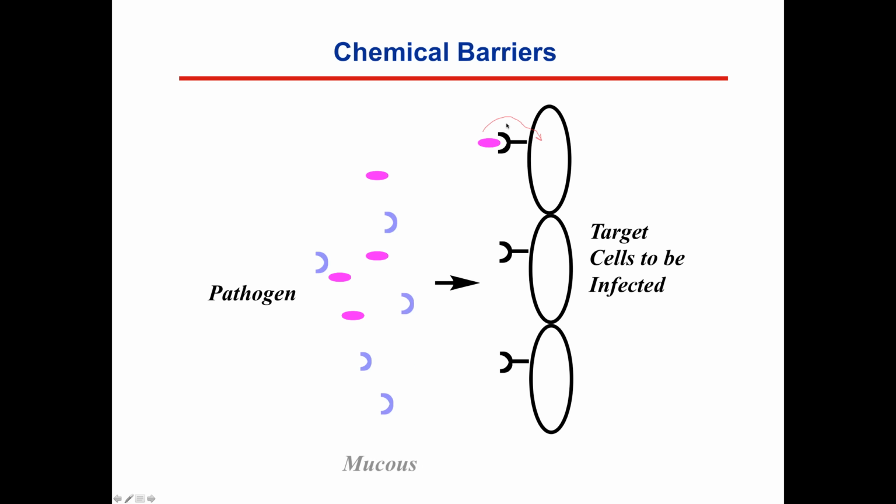Then if we provide mucus, it provides false binding sites that basically come in and block those and bind to them. It's sticky, it binds to the surfaces, and we want to prevent the pathogens from binding and going into the cells and causing the infection.